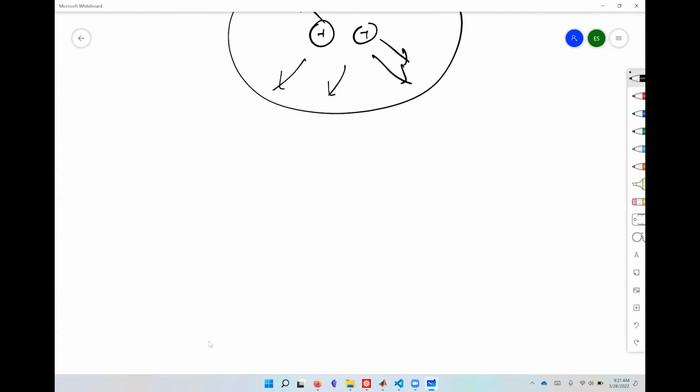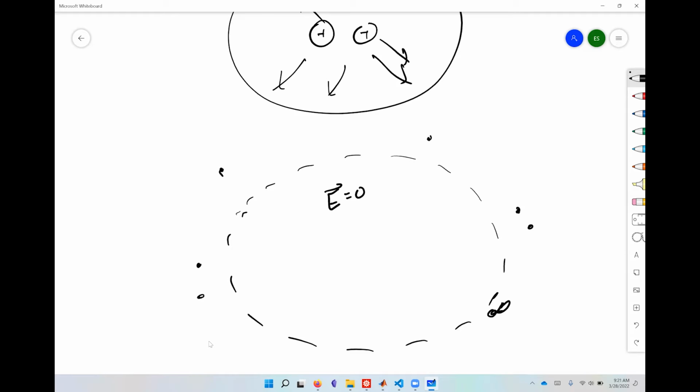So if you imagine space, this is space, completely empty. So E equals 0 in here, everywhere. This is the entirety of space. This is the border at infinity. This is a thought experiment. And the charges are beyond infinity. All the charges in the universe are beyond infinity.